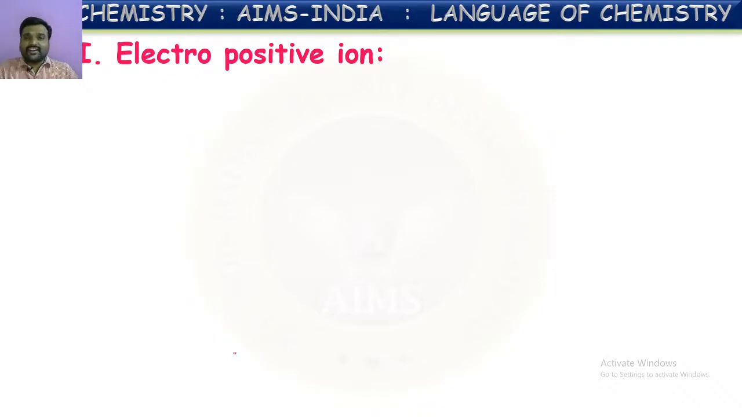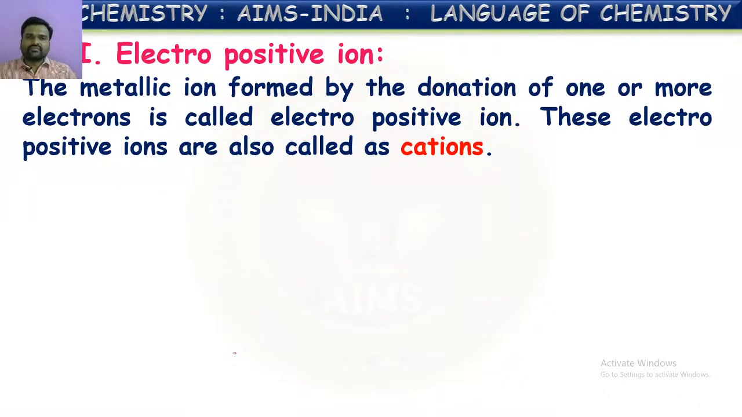Next, let us see different kinds of ions. One of them is electropositive ions. The metallic ions formed by the donation of one or more electrons are called electropositive ions. That means the ions formed by the loss of electrons are called electropositive ions. These might be formed by losing one electron or more than one electron. All ions formed by the loss of electrons are called electropositive ions. These electropositive ions are also called cations, as we have seen earlier.